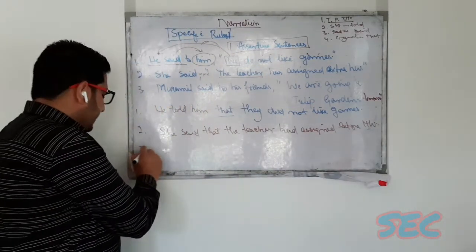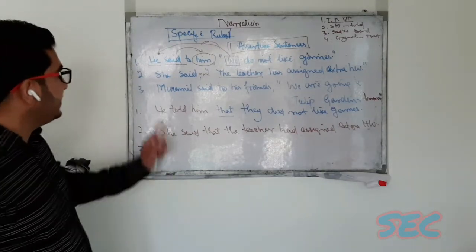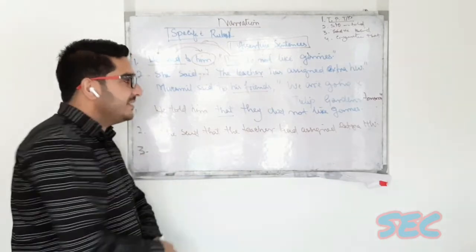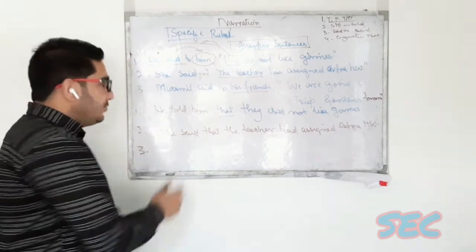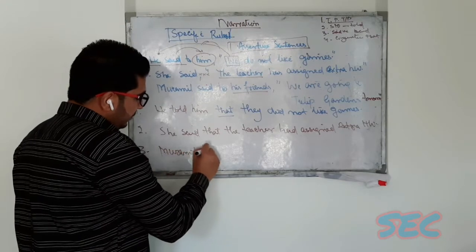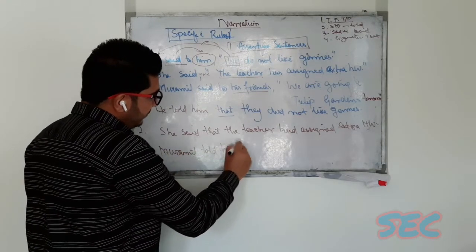Then third sentence. Muzammil said to his friends. So yes, we have an object here. So Muzammil told his friends.